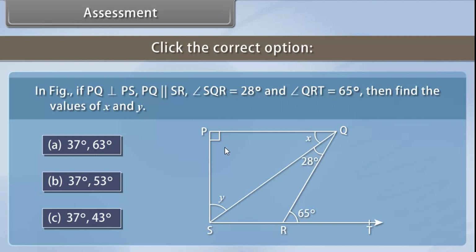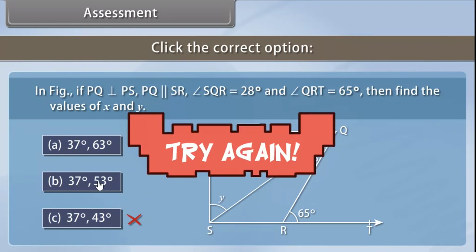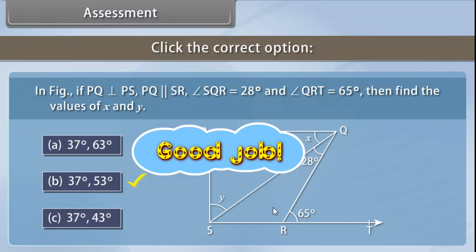Assessment. Let's go through an interactivity now. Click the correct option. Try again. Very good.